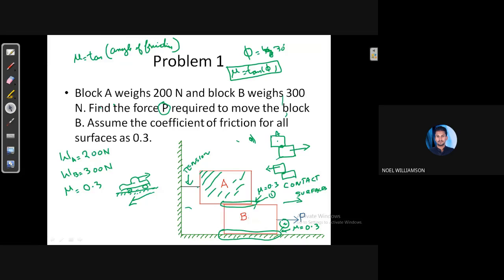In the actual case, B is moving towards the right and A is stationary. That is the actual case: A is at rest and B is moving towards the right.